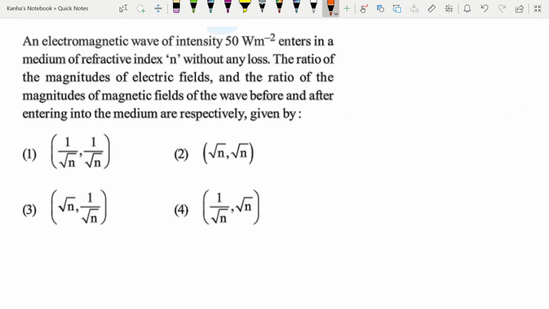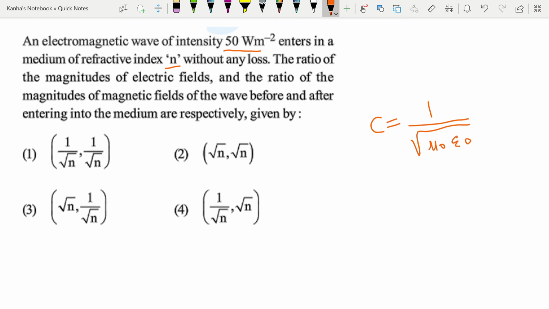In the next question, you are given an electromagnetic wave of intensity 50, which is entering a medium of refractive index n without any loss. The ratio of the magnitudes of electrical fields and the ratio of magnitudes of magnetic fields of the wave before and after entering the medium are respectively given by what? First of all, you should note the speed of electromagnetic wave in free space. That speed is nothing but 1 by root of mu naught into epsilon naught.